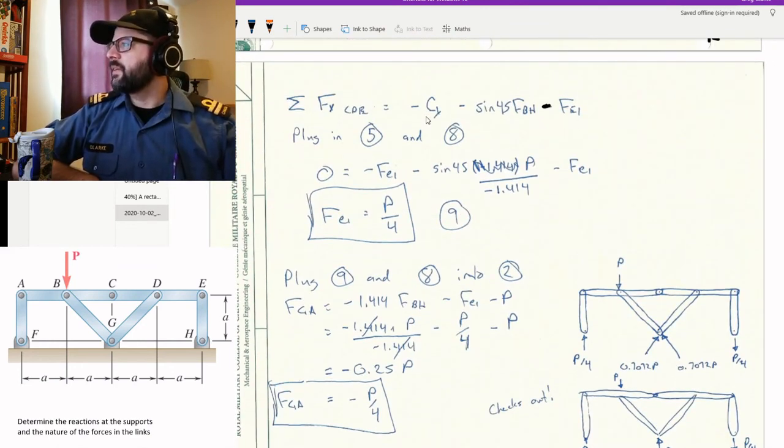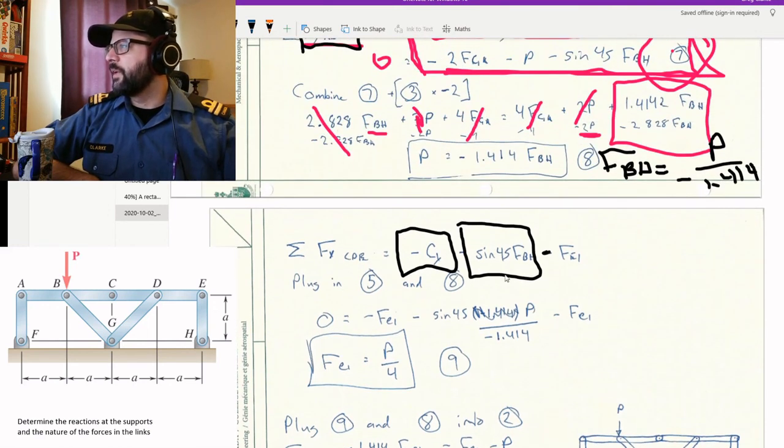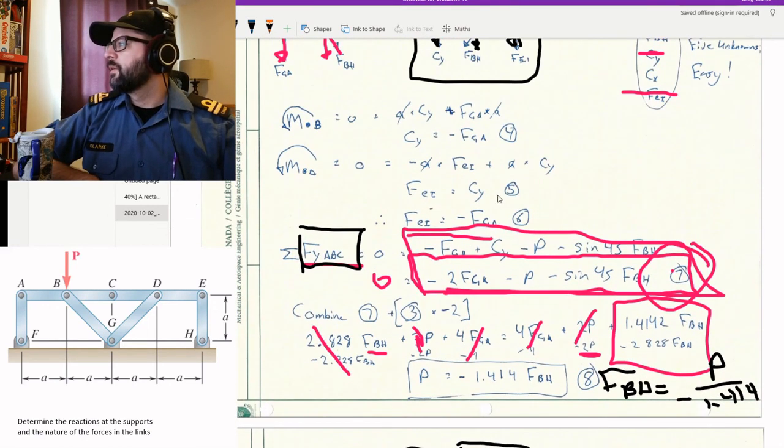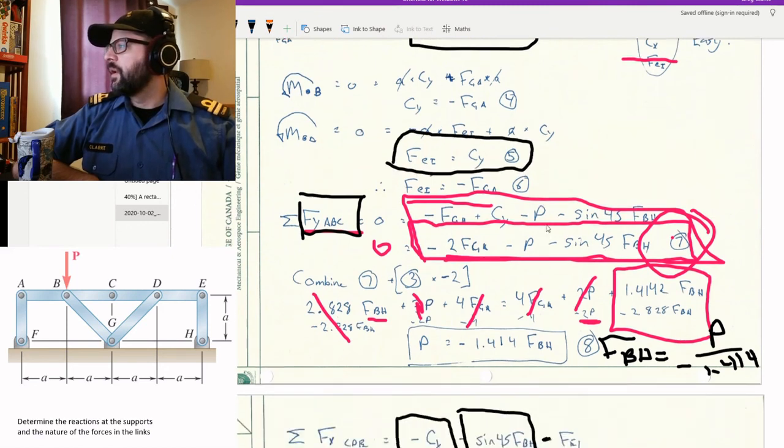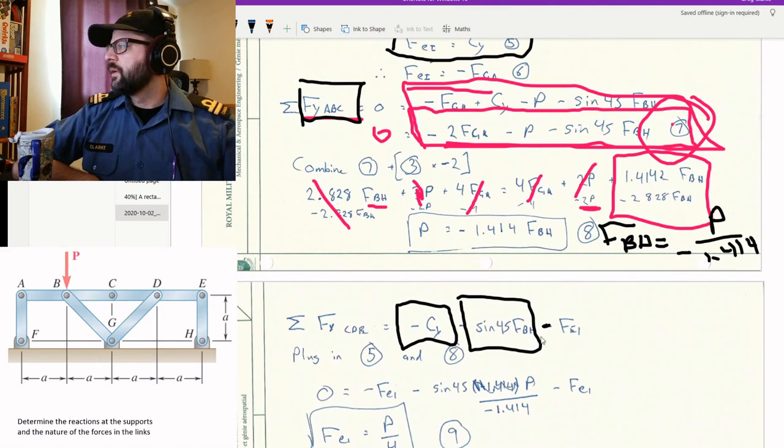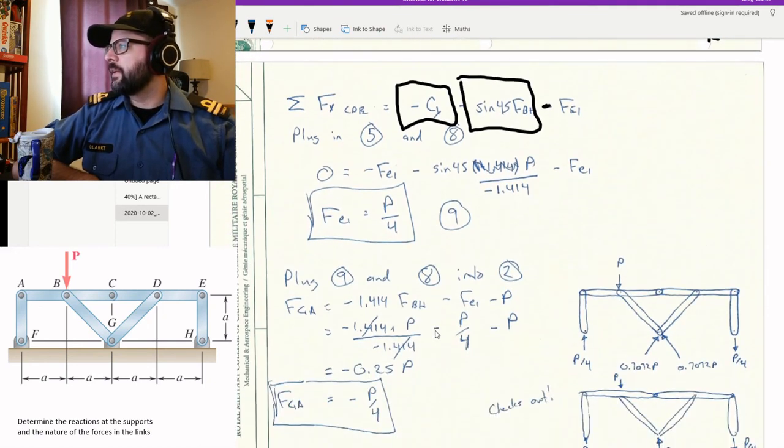Alright, so we can take that, but we know this in terms of something else, and we know this in terms of something else, so we can plug those in. We've got equations 5 and 8. So this one I called equation 5, and this one was 8. So just plugging that into there.